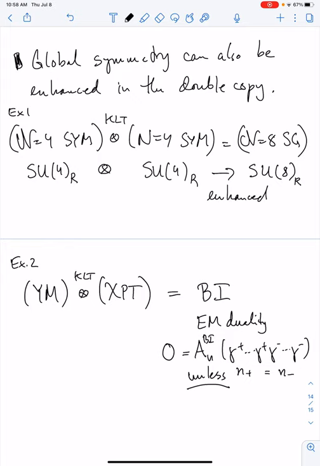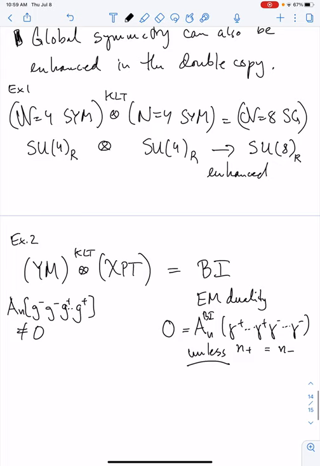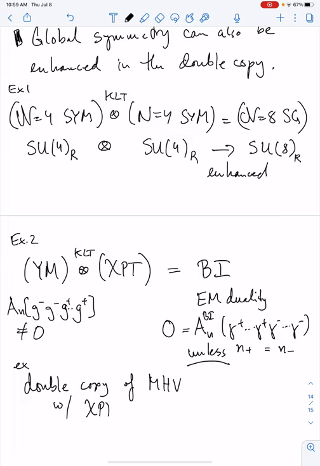But we know well that in Yang-Mills theory, the color ordered amplitudes, such as the ones of the MHV form, are certainly non-vanishing. So when you put this into the double copy with the scalar amplitudes of chi PT, it turns out that any amplitude in that double copy will give you zero unless the number of positive and negative helicity gluons is exactly the same. So the double copy of, for example, MHV, or the Parke-Taylor formula, with chi PT gives zero for any n that is greater than 4.